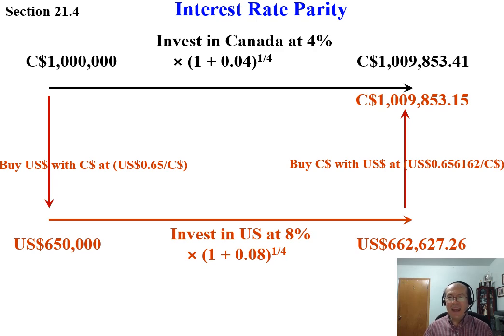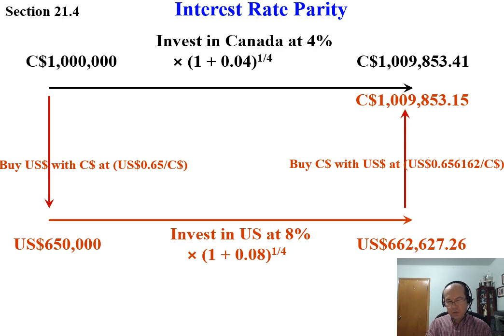So we received exactly the same amount of money as if we would just invest in Canada. This is what interest rate parity tells us. So it doesn't matter where we invest, the final amount of money that we will earn will be the same. So why did it happen?